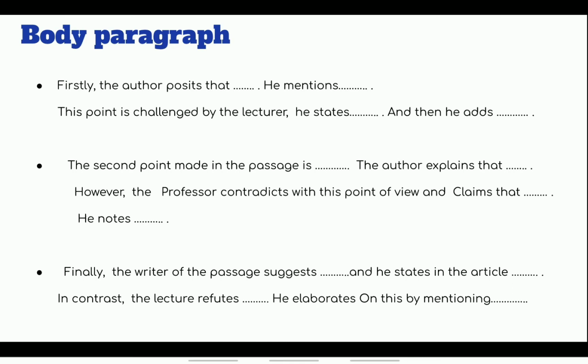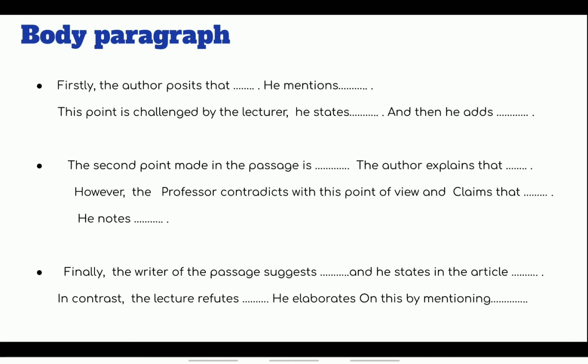We move now to the third point, and the template for the third point will be as the following. Finally, the writer of the passage suggests, here we mention the third point from the passage. And then we carry on to say, he states in the article. Here we mention a little bit details from the third point from the passage. And then we move to talk about the lecture. We show the contrast by saying that, in contrast, the lecture refutes.